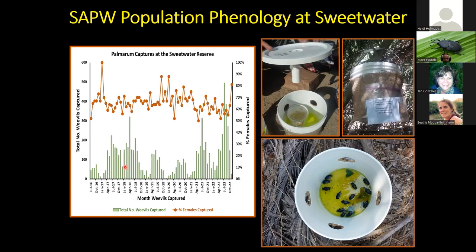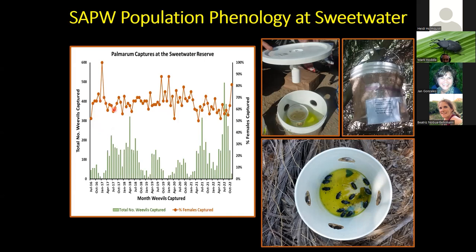Here on the graph, you can see some green bars that go up and down, up and down, up and down. The first thing I want to point out is that there are peaks and troughs. Weevil activity seems to be highest through spring, through late summer, drops off over winter, and then picks up again. Weevil activity is not consistent from year to year. We have had low years, and this year, 2022, has been an extraordinarily heavy year for weevil numbers being captured in these traps in the Sweetwater Reserve.